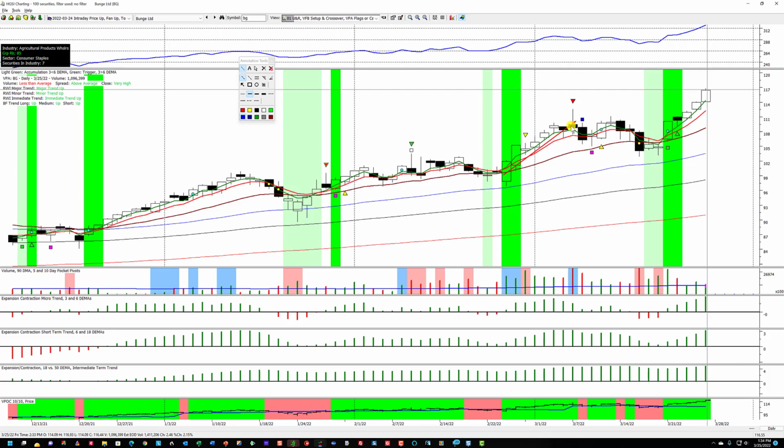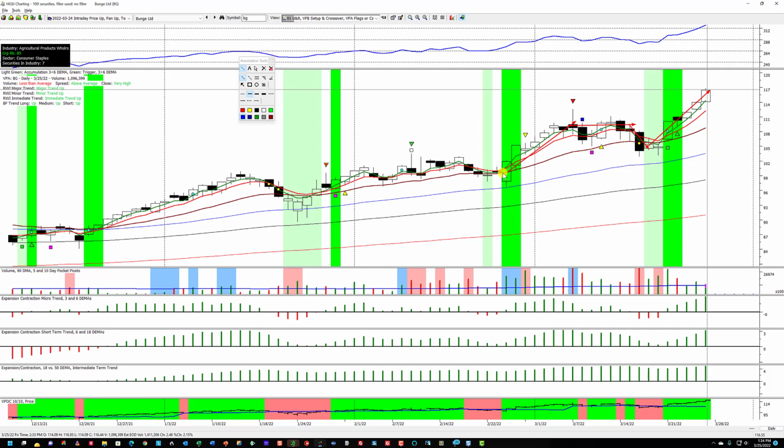Goes from expansion to contraction. Then it expanded to the downside a little bit, but accumulation set in on these bars. And then what happened? It went to expansion again. So whenever you chase stocks, a lot of times this is what's going to happen. You'll get in a little bit late, and then it just chops around for a while.